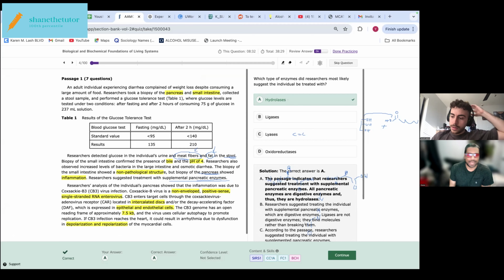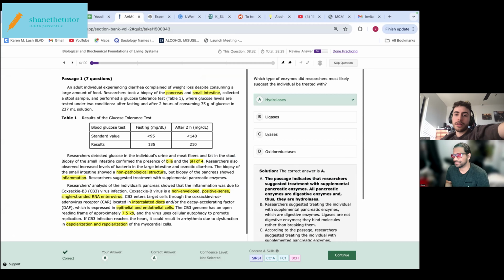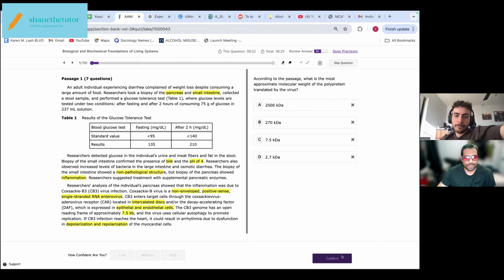It'd be pretty cool because this passage seems very clinically relevant. It's combining a lot of different stuff, and it's showing you that if you find glucose in the urine and meat fiber and fats in the stool, it makes you think, okay, these are actual symptoms, so what could be the cause? Pretty cool.